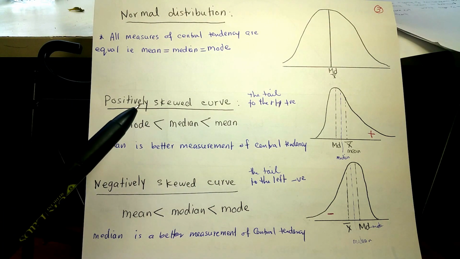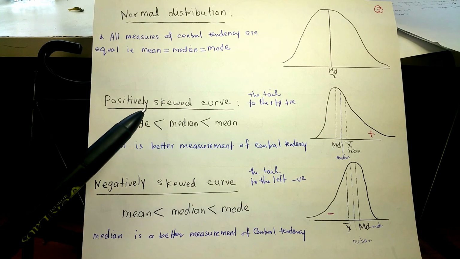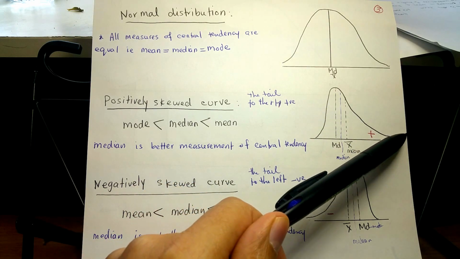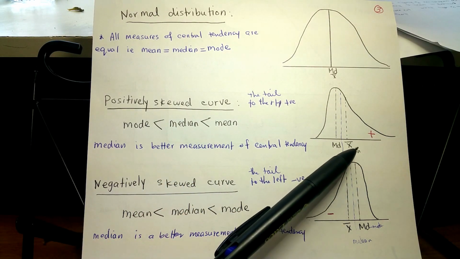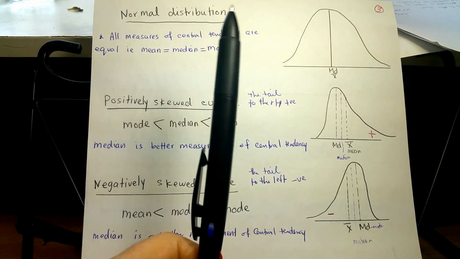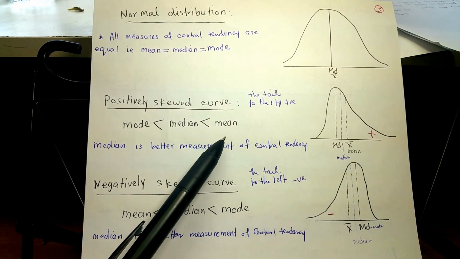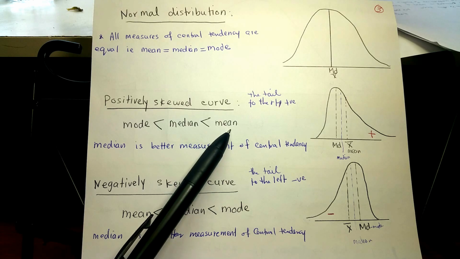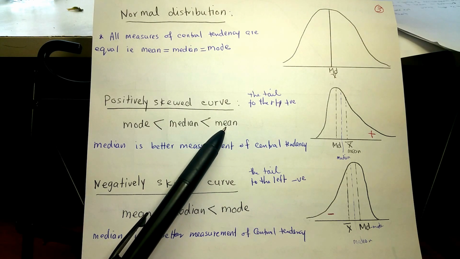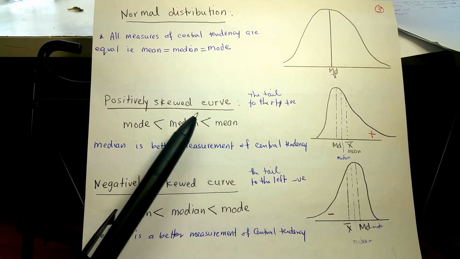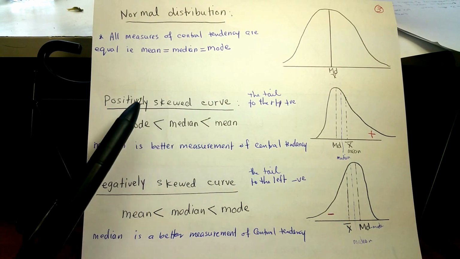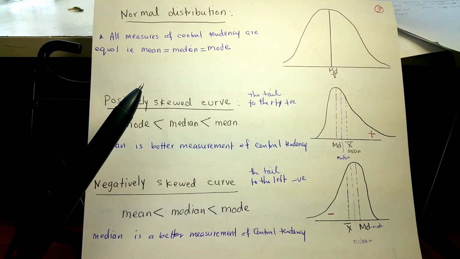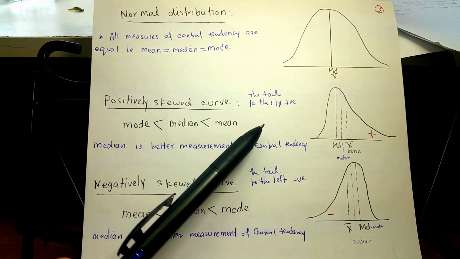If we have some extreme values that are positive, the curve tends to be positive, the tail to the right side. In this position, the mean is larger than the median, because the mean is the one most affected. We said before, the one most affected by positive values or extreme values is the mean. Then the median is larger than the mode. And the median is usually a better measurement of central tendency.